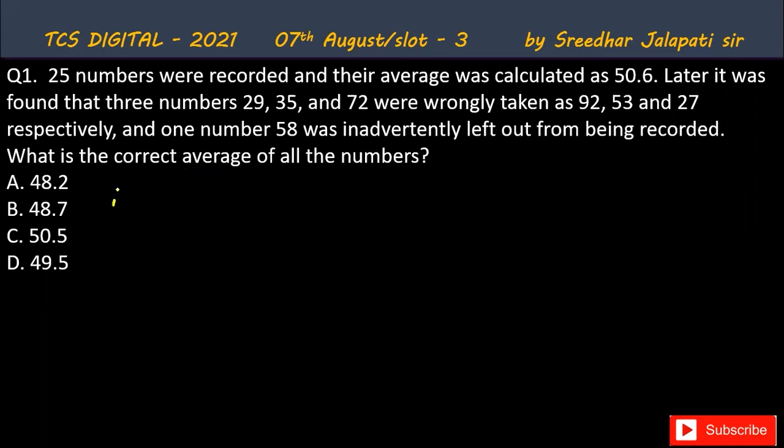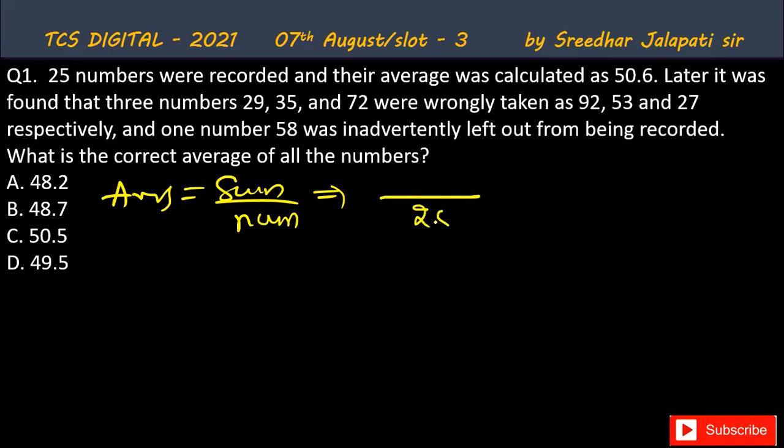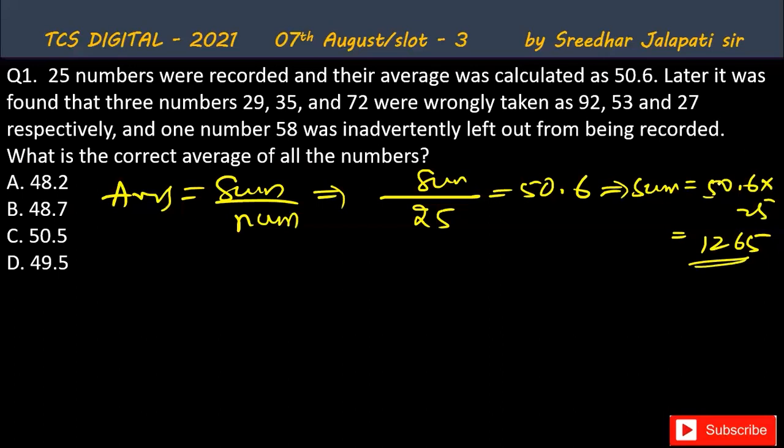So first of all, average is the sum of the numbers divided by the number of numbers. For 25 numbers, average is given as 50.6. So by cross multiplying, the sum of these numbers is 50.6 into 25, which we will get as 1265. How do you multiply 50.6 with 25? 50 into 25 is 1250, plus 0.6 into 25 is 15. So total 1265. Now this 1265 is the sum of all the 25 numbers.